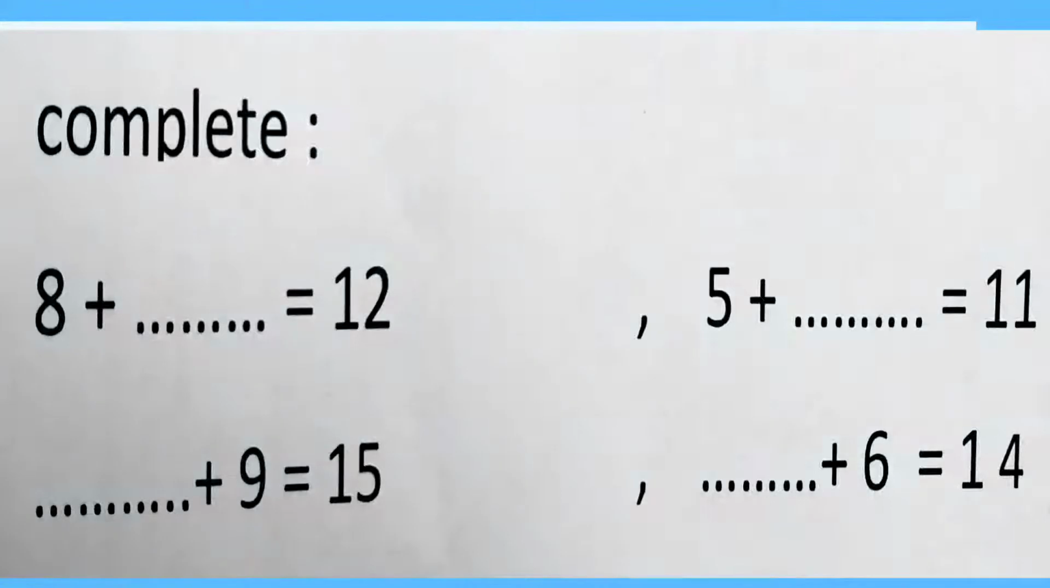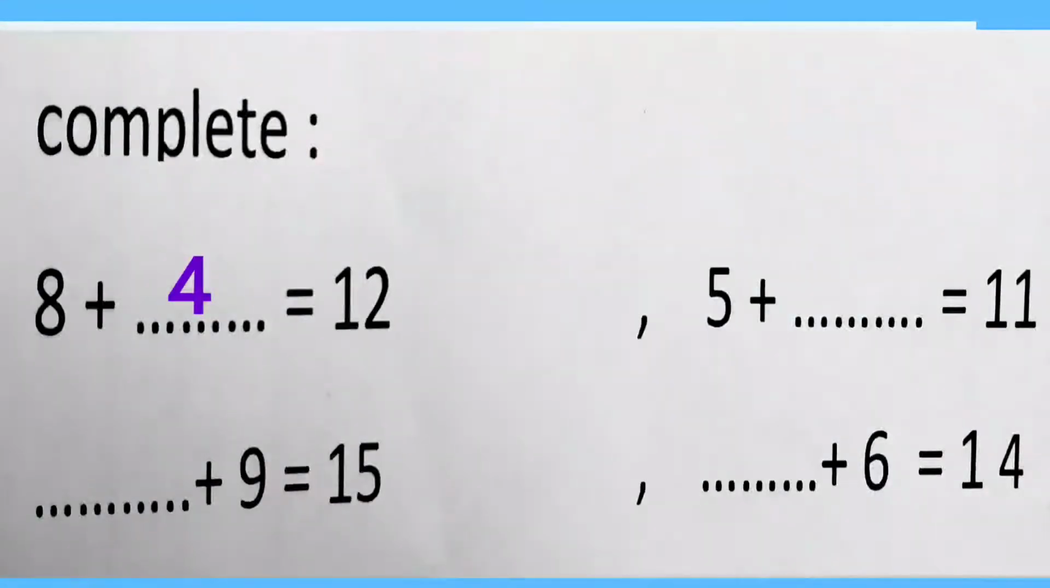8 plus space equal 12. We will say after 8 to 12. After 8: 9, 10, 11, 12. So we have 4 fingers. So 8 plus 4 equal 12.